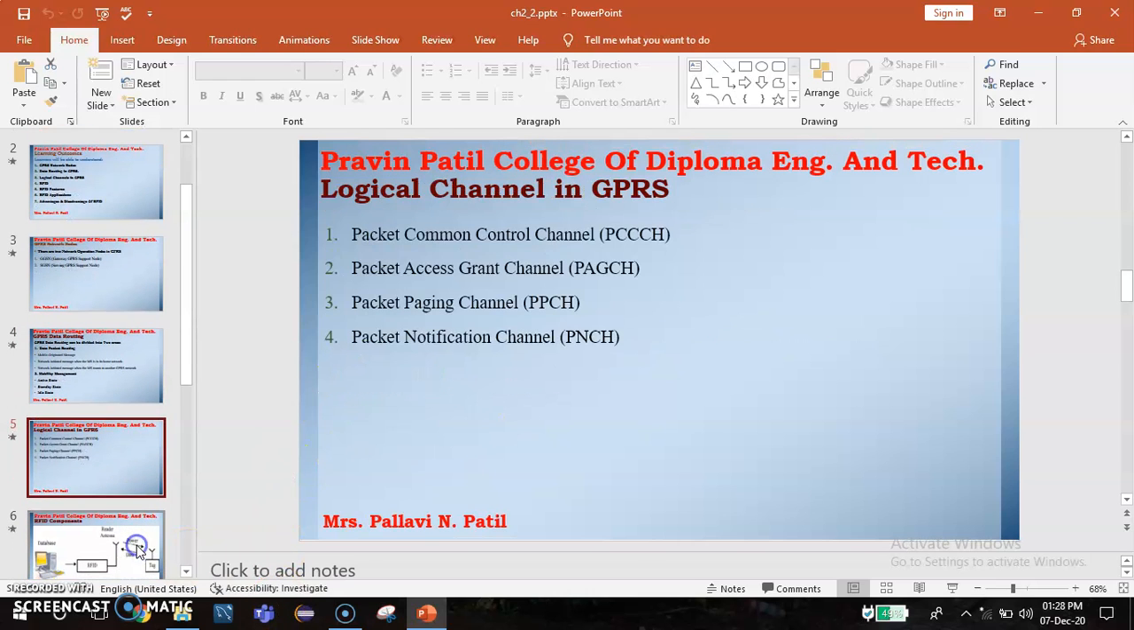The next, logical channels in GPRS. The different logical channels used in GPRS are on a physical channel, and logical channels define the performance of multiple functions: the signaling, broadcast of general system information, synchronizing, channel assignment, paging or payload transport.